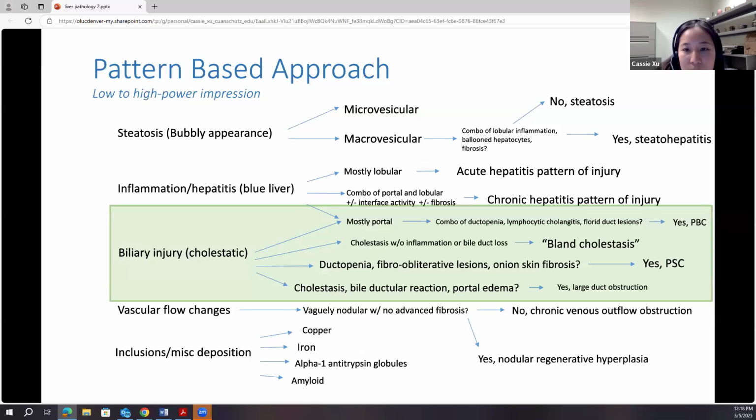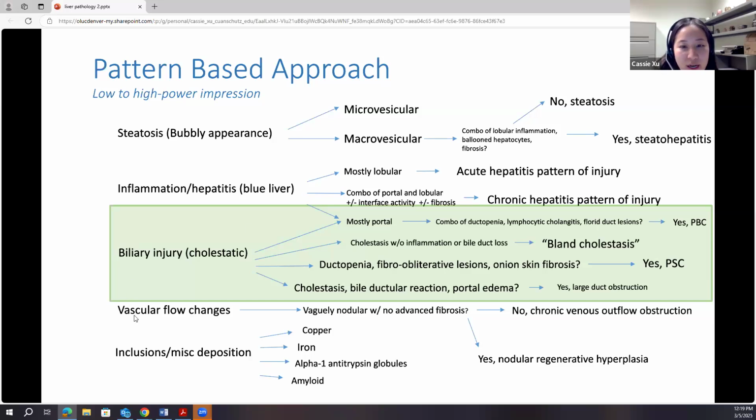Okay, so when we get our H&E stained slides, we look at the biopsy. We have this pattern-based approach to evaluating the liver. So we go from low power, see what the big picture is, and go to higher power to look for additional findings that might sort the findings of the biopsy into a specific category.